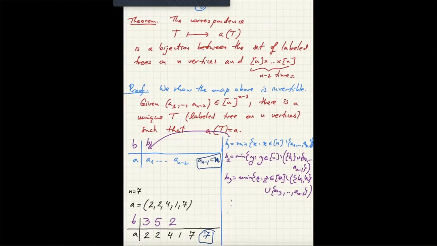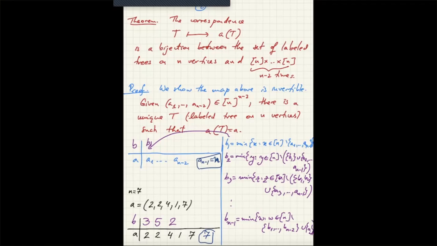And then you can go all the way to B(n-1), which is the minimum of, let's say, W belongs to N, minus, we cannot choose B1 all the way to B(n-2), union A(n-1). So let's see how it works here.